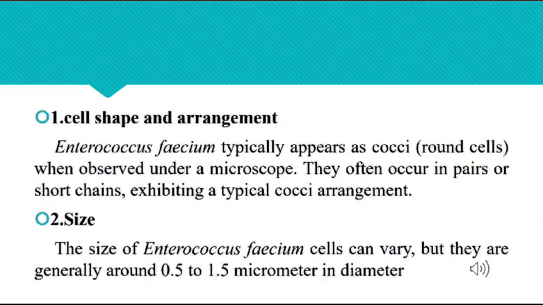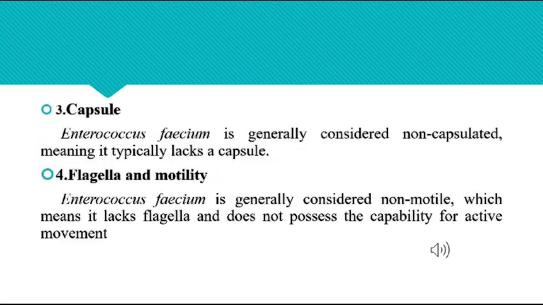And then cell shape and arrangement. Enterococcus faecium typically appears as cocci. When observed under a microscope, they often occur in pairs or short chains, exhibiting a typical cocci arrangement. And then discuss the size of Enterococcus faecium. The Enterococcus is generally 0.5 to 1.5 micrometer in diameter. And then capsule. Capsule is not present in Enterococcus faecium.